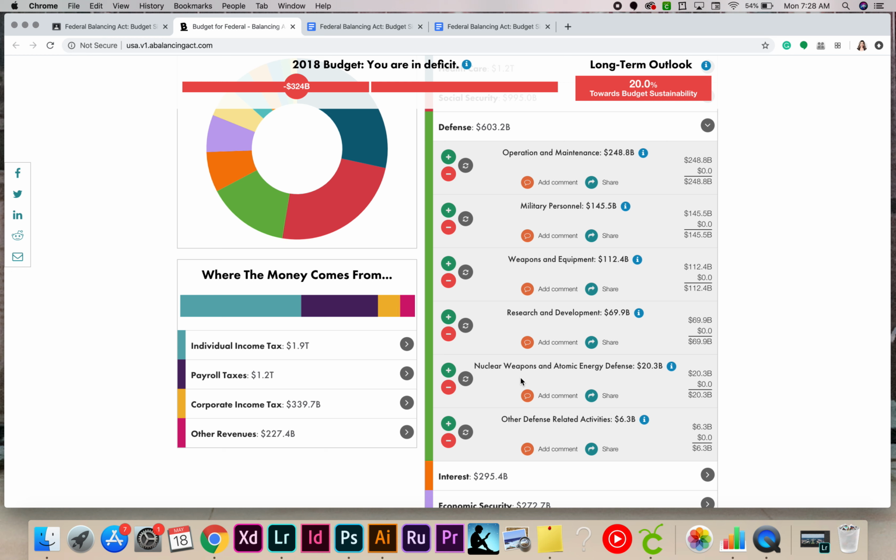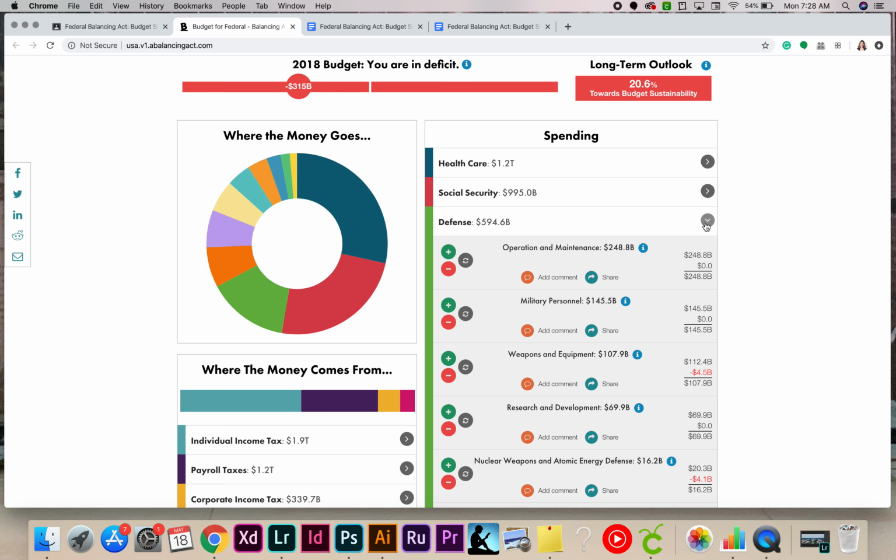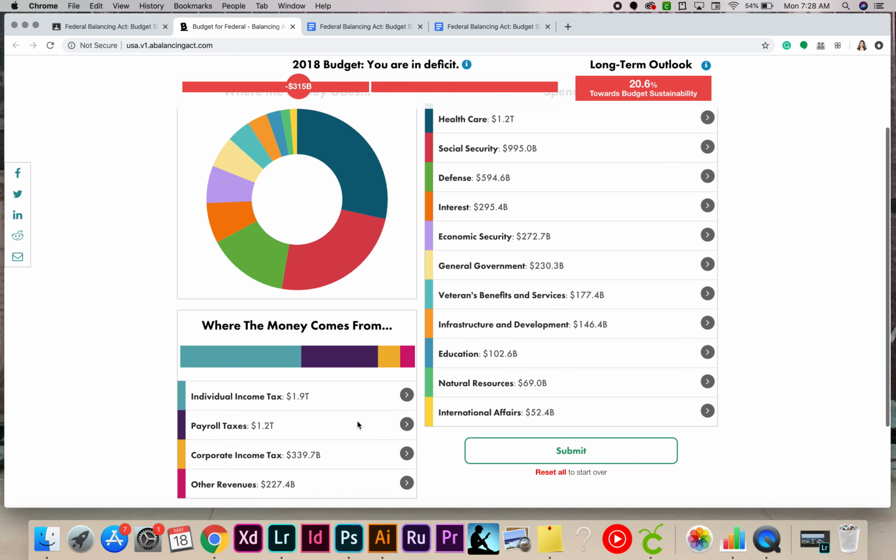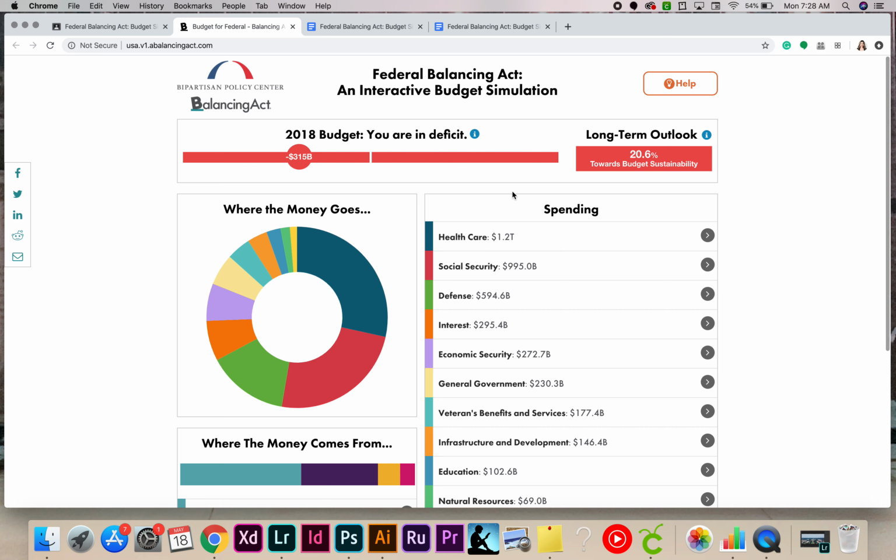For example, maybe this is a personal value. Again, these are reflected in our budget. Maybe you're not a huge fan of nuclear weapons, so you can get rid of that. So basically you're just doing everything you can to bring this down here. And there's no right or wrong answer for how much you raise or cut in revenues or expenditures. Those are your personal values.